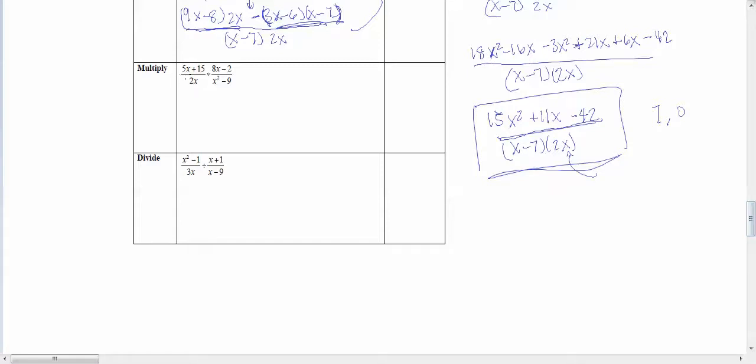For example, this 5x plus 15, I can pull out a 5. That just becomes x plus 3, right? The 2x I can't really do anything with, so I'm just going to leave that there. Times, I can pull out a 2 out of the 8x minus 2, so I'll have a 2 out here, and I'll have a 4x minus 1.